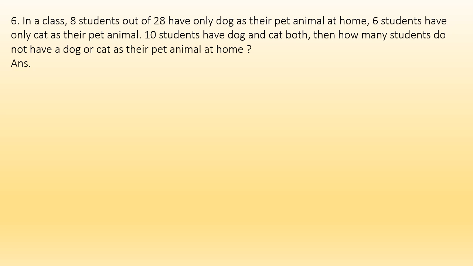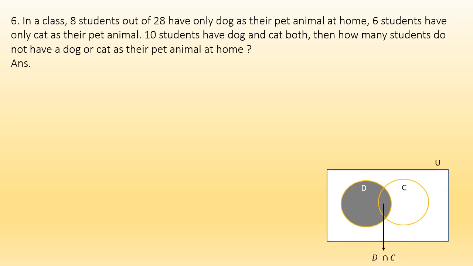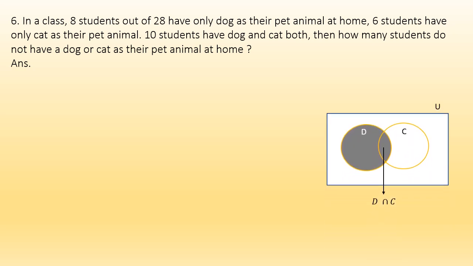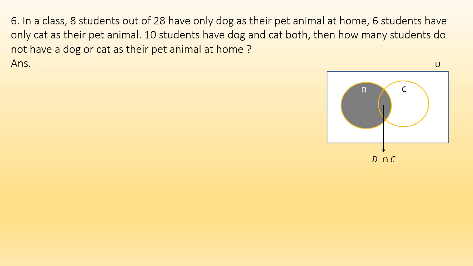Let's see the solution. Now, as we have two different sets, we will have to write the statements denoting each, and also draw the Venn diagram. So let's start. We'll be writing: let D be the students who have dog as their pet, and let C be the students who have cat as their pet. And then on the right hand side, we'll be drawing the Venn diagram, which is appearing now.